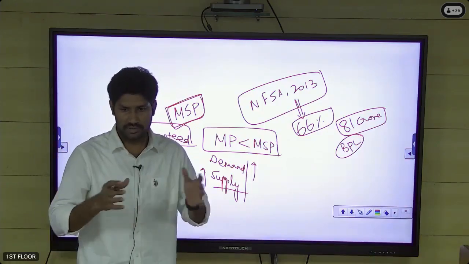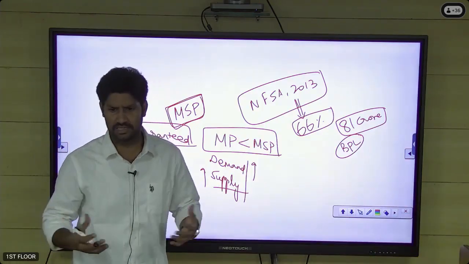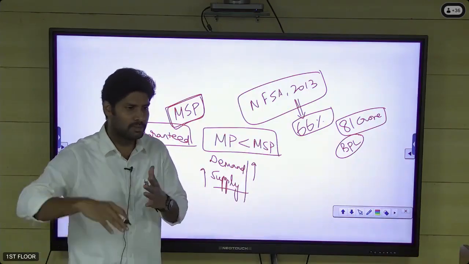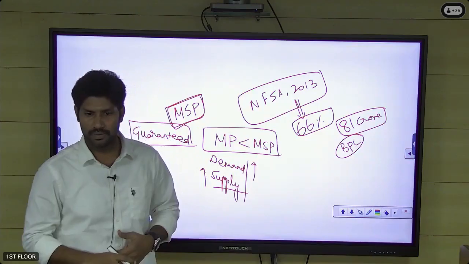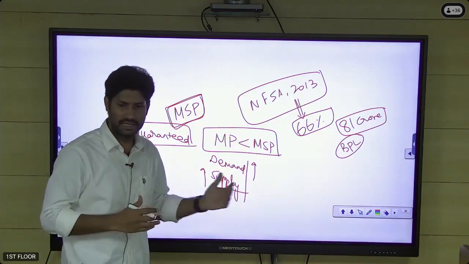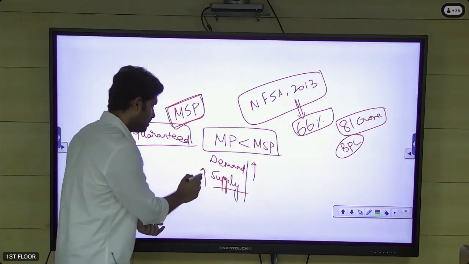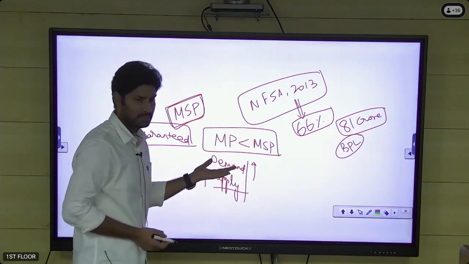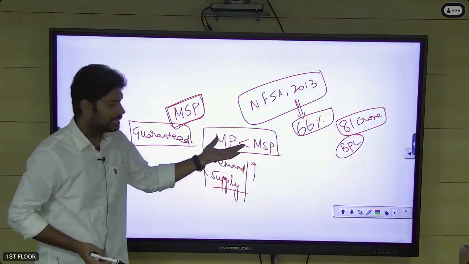Our agriculture depends on so many factors. We cannot exactly predict the production. In some years, the production will be very high. In some years, the production will be very low. The fluctuation is very high in the agriculture area. So, in case of excess supply in the market, the price will automatically drop. To safeguard the farmers from the excess price drop, the government announces the MSP.